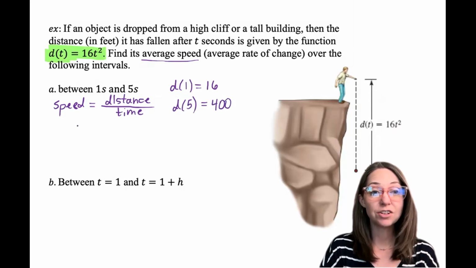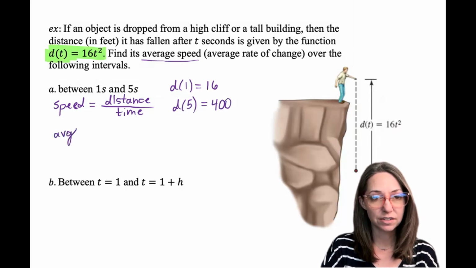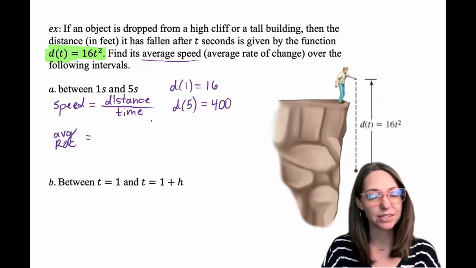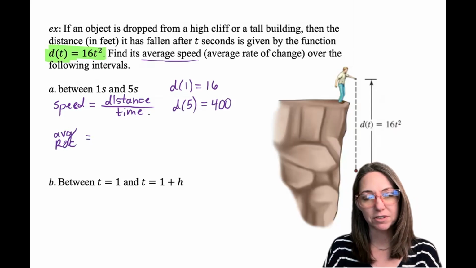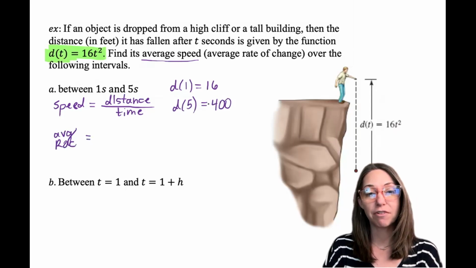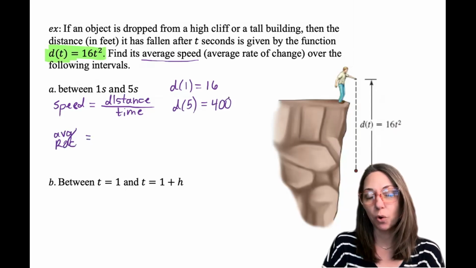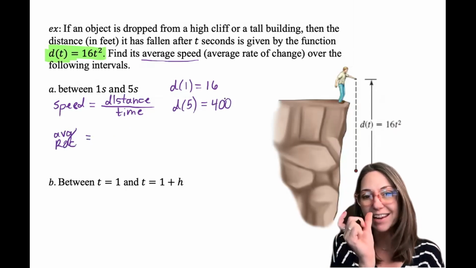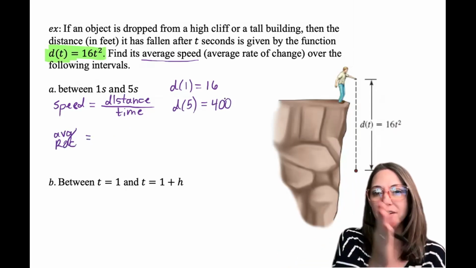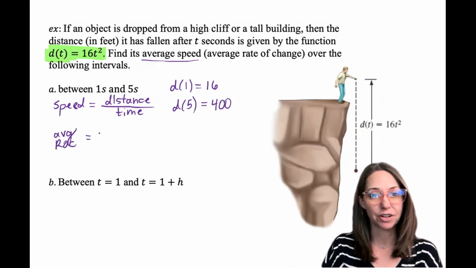All right, so change in distance over change in time. Average rate of change is, for practical purposes, average speed. It's actually average velocity, but for this problem, it's basically average speed. So how far had it fallen? Well, it went from 16 feet to 400 feet. So the change in distance, how far it traveled from 1 second to 5 seconds, is the difference. Let's write it all out. That would be d of 5 minus d of 1 all over 5 minus 1.